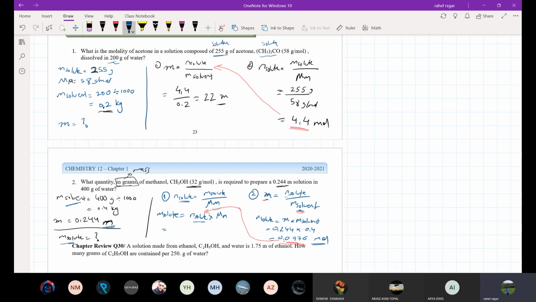Then mass of solute equals mole of solute, as we found here, 0.0976, multiplied by molar mass, which is 32 grams per mole, and the result is 3.12 grams.